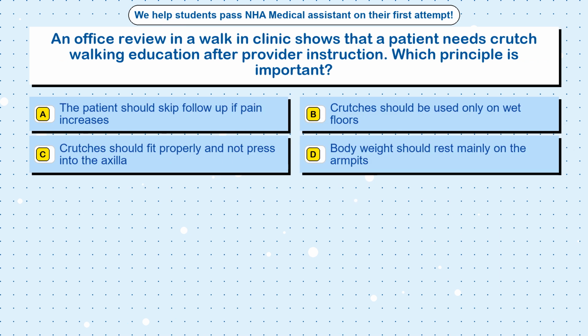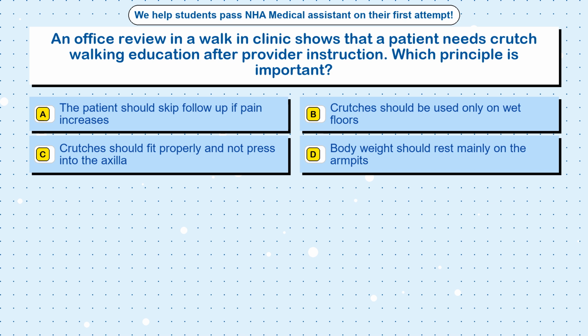Question 37. An office review in a walk-in clinic shows that a patient needs crutch walking education after provider instruction. Which principle is important? Option A. The patient should skip follow-up if pain increases. Option B. Crutches should be used only on wet floors. Option C.